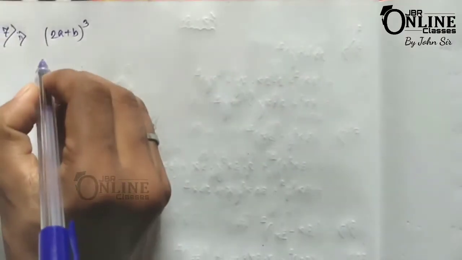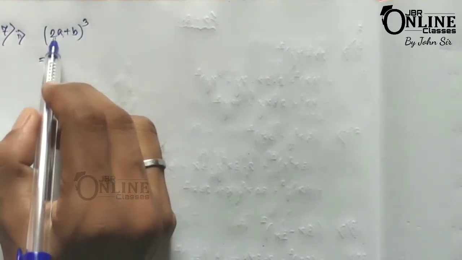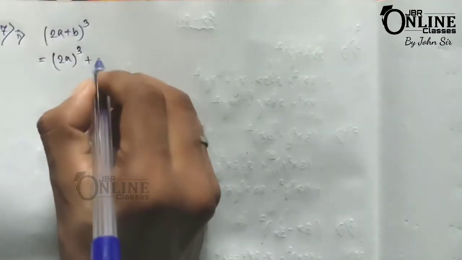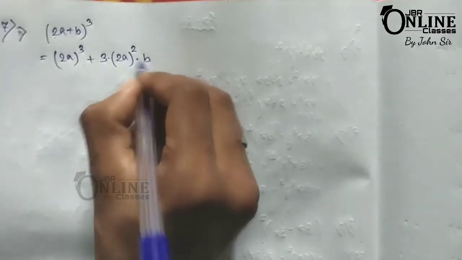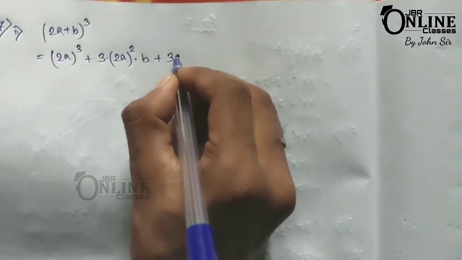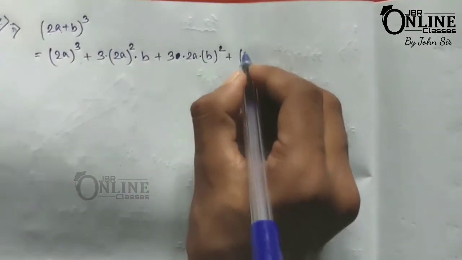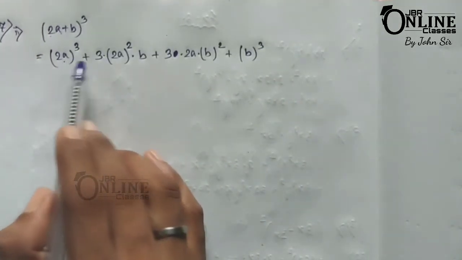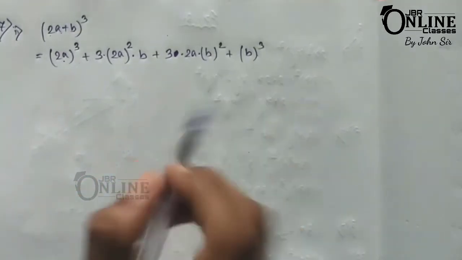So now sum number 7. In sum number 7-2, through a plus b whole cube. That means here you can apply the formula a plus b whole cube. And the formula is a cube, that means 2a whole cube, plus 3 into a square b. So a square equals 2a square, now b equals b. Then the formula will be 3ab square. So 3ab square means 3 into a and b square. And last one is b cube, that means b whole cube. So the final formula a plus b whole cube is a cube plus 3a square b plus 3ab square plus b cube. That is the formula.